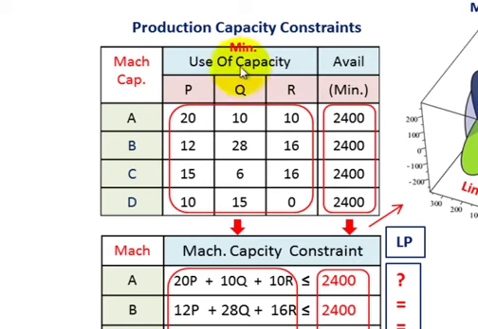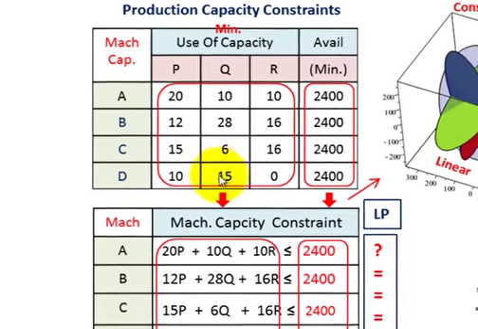And then for the use of the capacity, let's just look at our first row. For machine A, P is going to use 20 minutes, Q is going to use 10 minutes, and R is going to be using 10 minutes on a per unit basis. And then we do the same for B, C, and D.